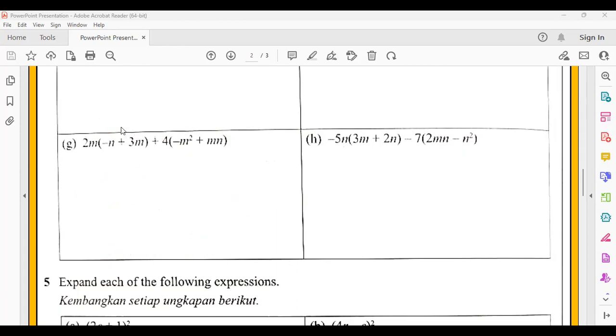All right. Now your turn. You guys, you girls do this. Okay. Negative 5mn times 3m. And then go on, expand. Negative 5 times 2n. Negative 7 times 2mn. Negative 7 times negative n squared. Tell me what happens and finally what happens. Okay, all of you, try. Put in answers in the chat, huh?